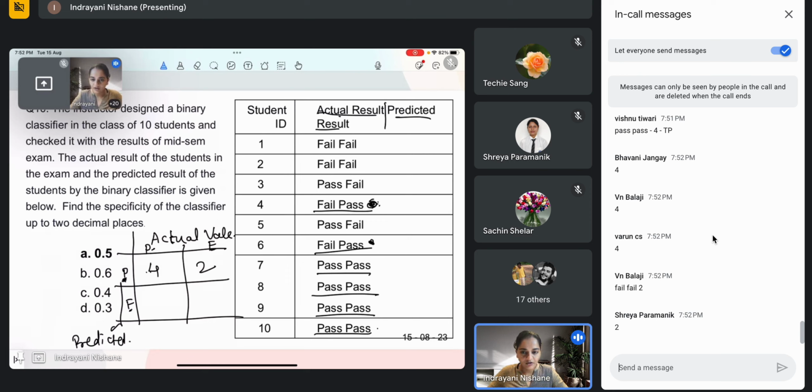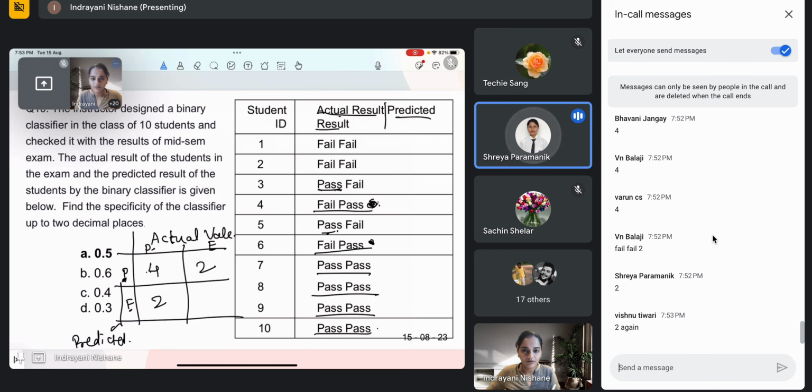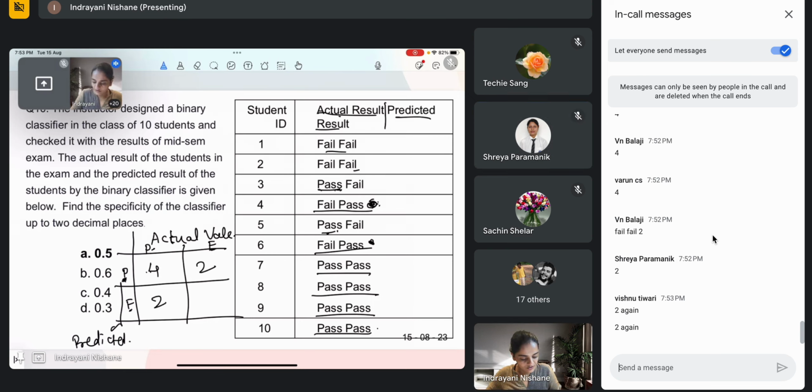Shreya, you have already said 2. Yeah, 1 and 2. How many fail are correctly predicted as fail? Shreya, how many fail predicted as fail now? Ma'am, 2. 2, right? 1 and 2, these two.